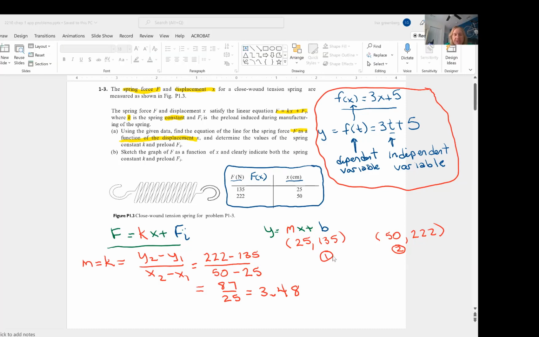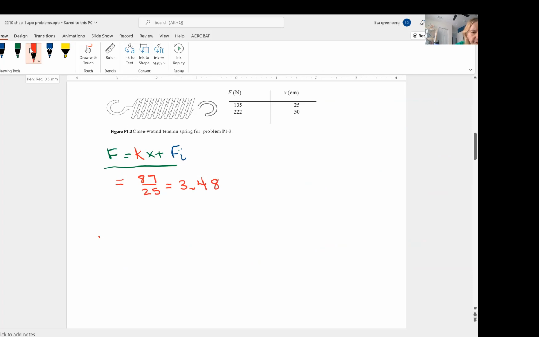Now we found the slope of the line. This was our slope, which was the same as our k. So now we've started creating our equation. We know that f equals 3.48 x plus f sub I, okay? But again, I don't know what f sub I is. Well, that's okay, because I have two data points right here, and I could plug them into my equation and find f sub I. So let's do that.